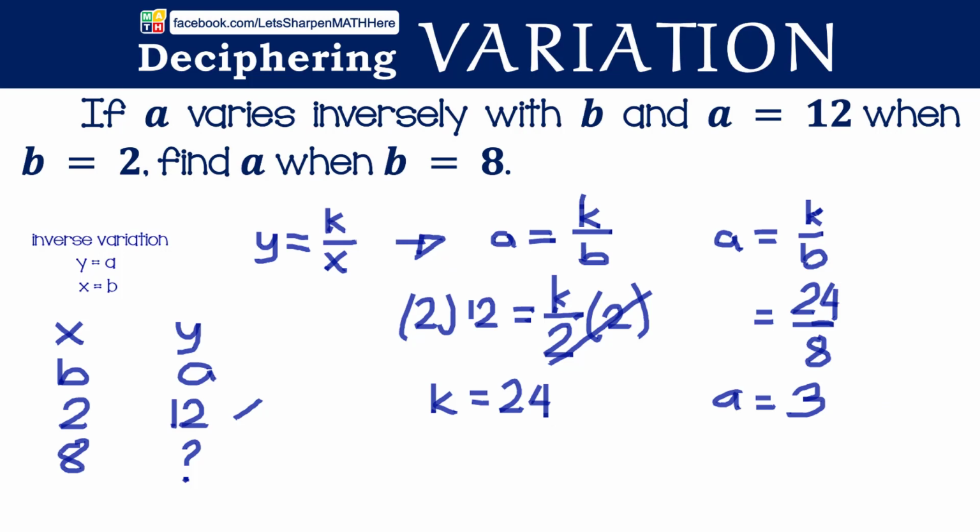Or in sentence form, you could also say that the value of A is 3 when B is 8. So the only difference for this example is that we used the representations given instead of Y and X, but we still follow the same processes.